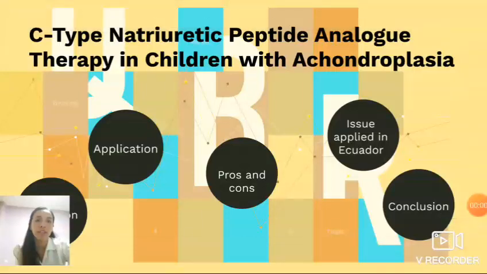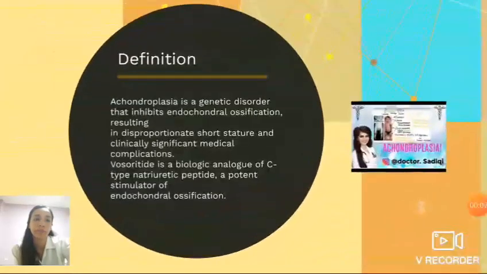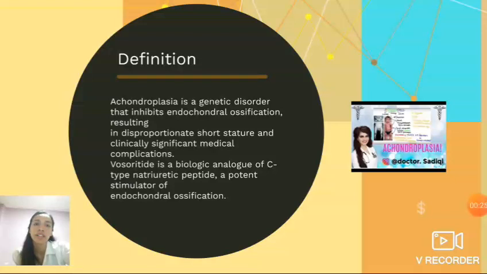C-type natriuretic peptide analogue therapy in children with achondroplasia. Achondroplasia is a genetic disorder that inhibits endochondral ossification, resulting in disproportionate short stature and clinically significant medical complications. Vosoritide is a biological analogue of C-type natriuretic peptide, a potent stimulator of endochondral ossification.